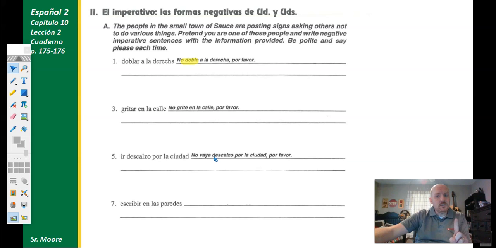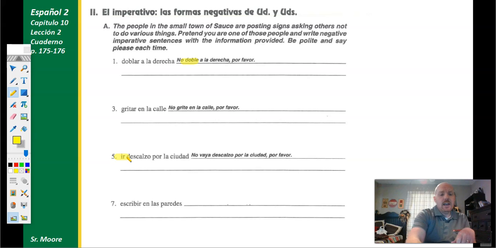Now remember, that one is a little bit irregular. Whenever we have a regular conjugation of the yo form that ends in oy, like we would with ir, the yo form is yo voy, and you remember that. The oy is a reminder to us that we will not use the typical formation rules for the command. That's why we have vaya, and hopefully you are working on memorizing those irregulars. We'll talk a little bit more about those in today's lesson.